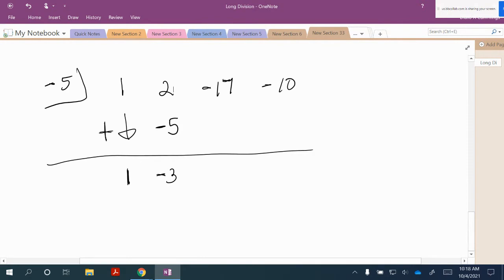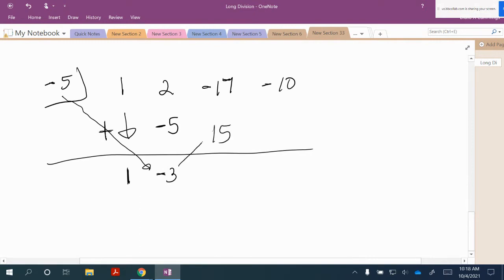Now I'm going to multiply -5 times -3, which is 15, and I'm going to put that result here. A negative times a negative is a positive. 5 times 3 is 15. So now I'm going to add -17 plus 15, which is -2.